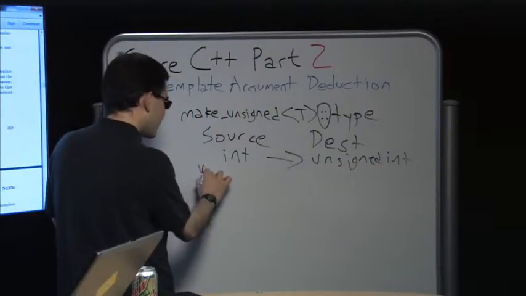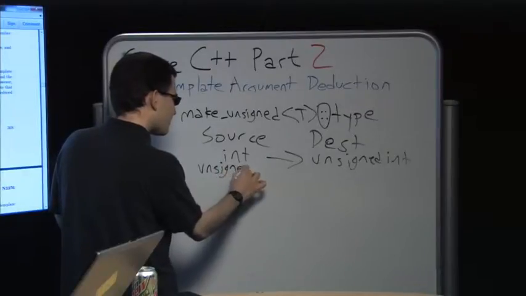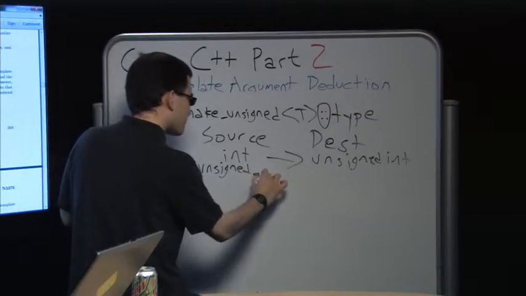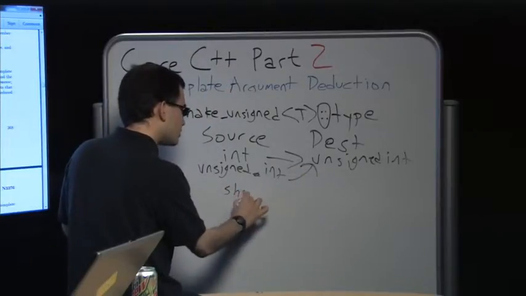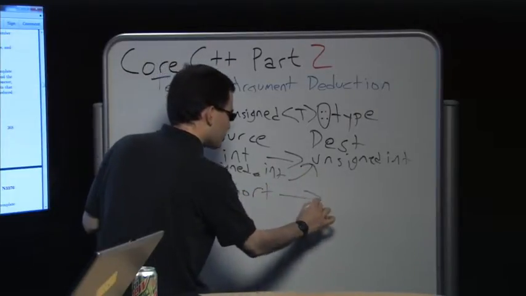And if the source is unsigned int, no underscore, that's also mapped to unsigned int. But if the source is something like short, then this gets mapped to unsigned short.